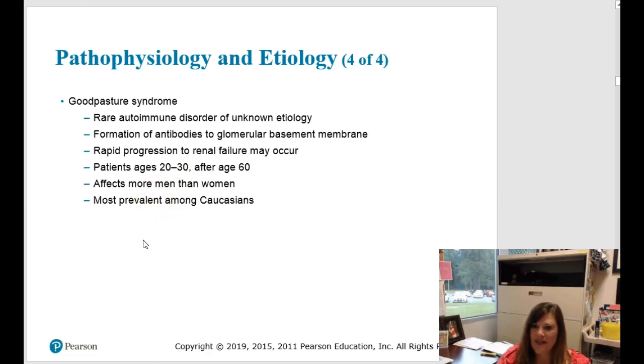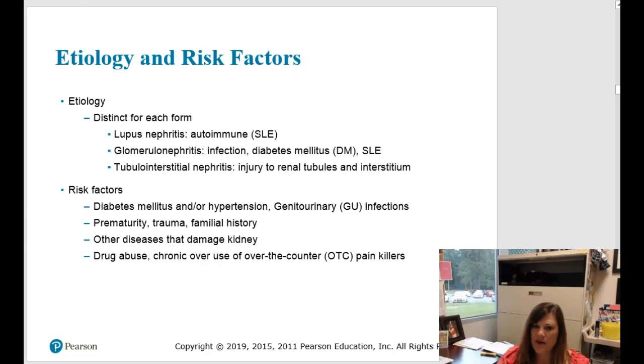It affects more men than women, and it's most prevalent among Caucasians. So the etiology of nephritis depends on where it happens, so it's distinct for each type. With lupus, it's an autoimmune problem. With glomerular nephritis, it could be infection. That's the acute one. We talked about the acute post-infection one. It can happen from diabetes, lupus, and then the tubulointerstitial nephritis can happen from an injury to the tubules.